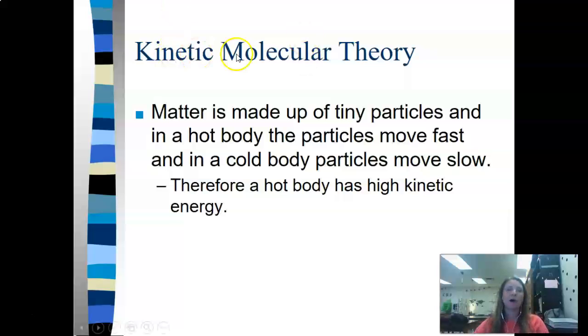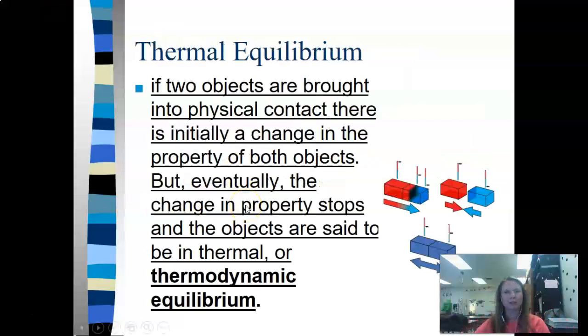Kinetic molecular theory just states that matter is made up of tiny particles, atoms, and atoms are made of protons, neutrons, and electrons. We could even go further, but we're not going to. We're just going to stick with our basic protons, neutrons, and electrons. In a hot body, the particles move fast, and in a cold body, the particles move slow. Hot body objects have high kinetic energy. They're moving really fast, whereas cold body particles are moving much more sluggishly, so they have more potential energy. And therefore, hot bodies have high kinetic energy, and that's what that's stating right there.